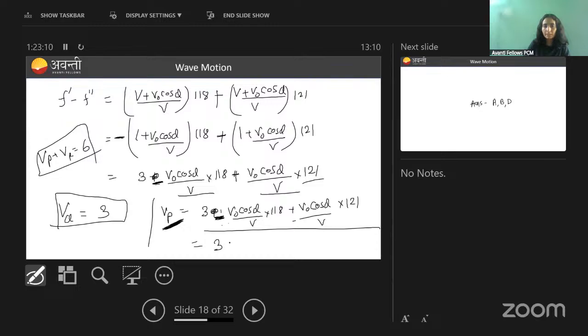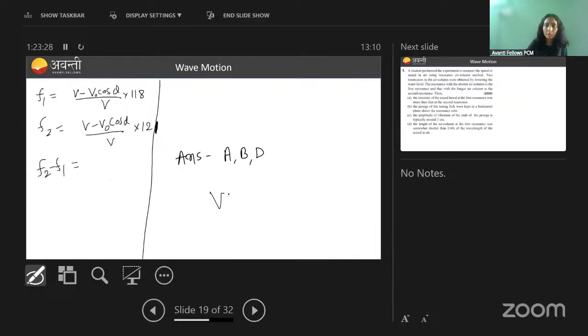इसको मैं सिंपली लिख सकती हूँ 3 + V naught cos theta by V into 3. So you can simply write it like 3 into (1 plus V naught cos theta by V). So you can change here, you can check here. This is the beat frequency. Beat frequency का value कितना आ रहा है? 3 (1 plus V naught cos theta by V).